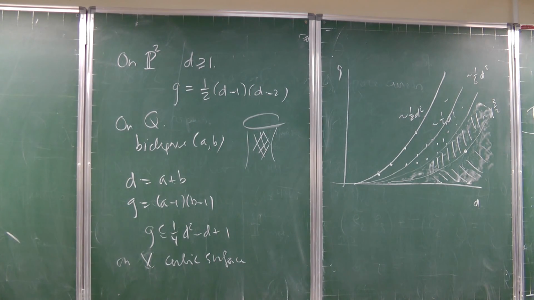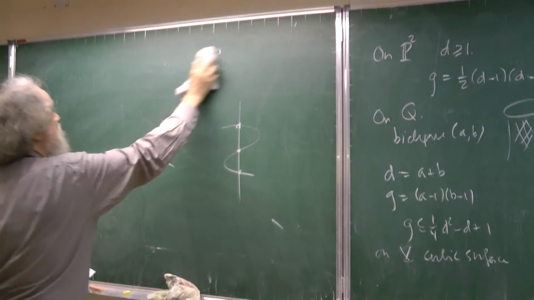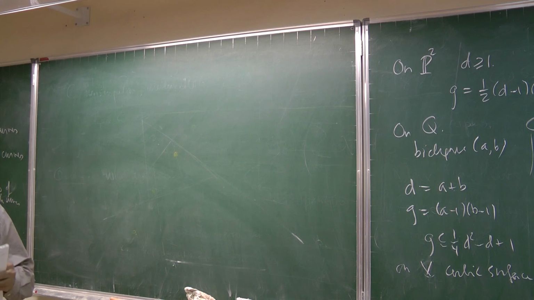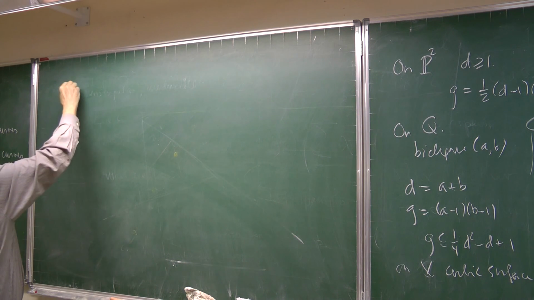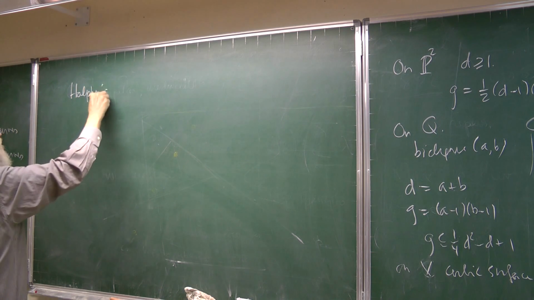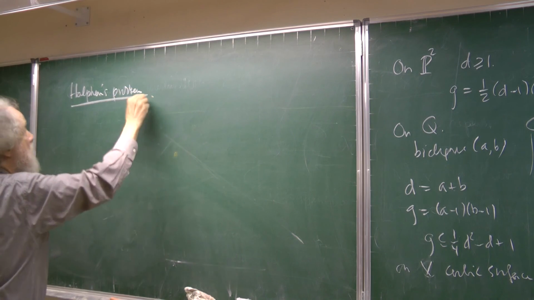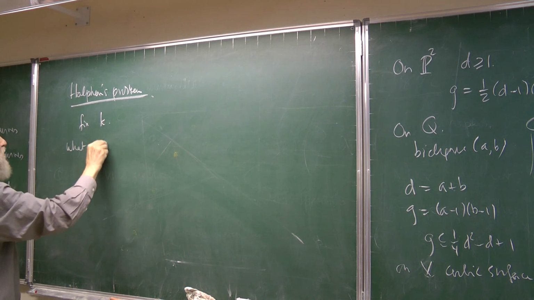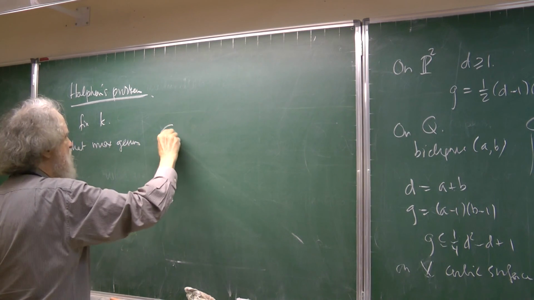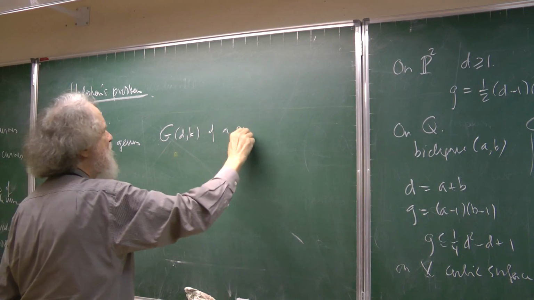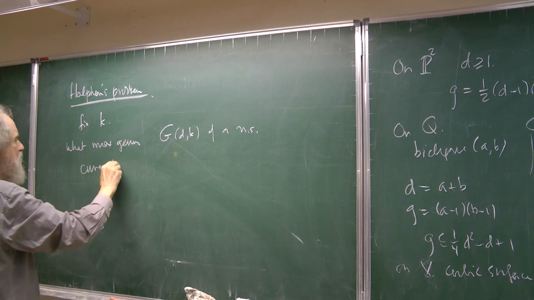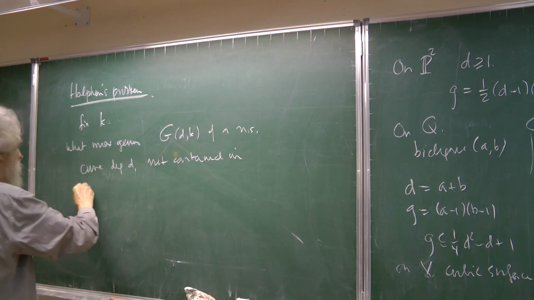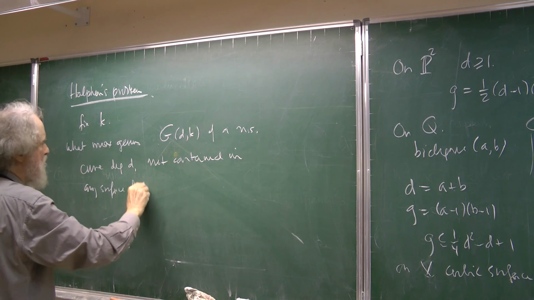Now there's a more refined question, which has to do with the possible degree of a surface that contains a given curve. So the more refined question, which has come to be called Halphen's problem, says the following: if you fix k, and you ask what is the maximum genus, which I'll call g(d,k), of a non-singular curve of degree d that is not contained in any surface of degree less than k.